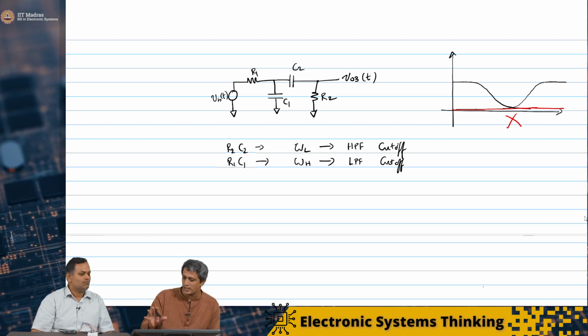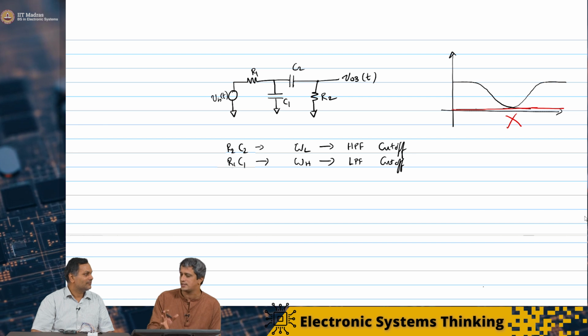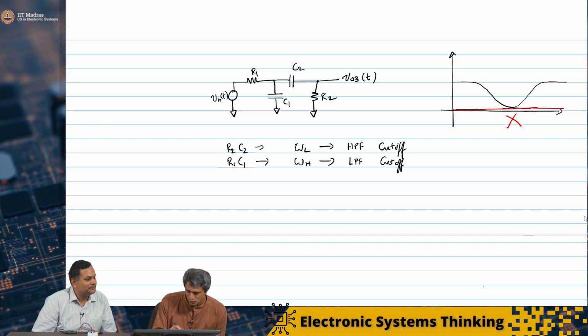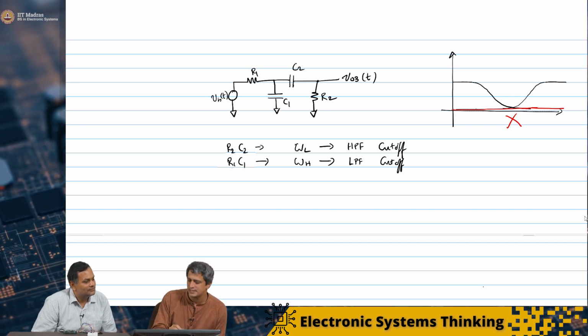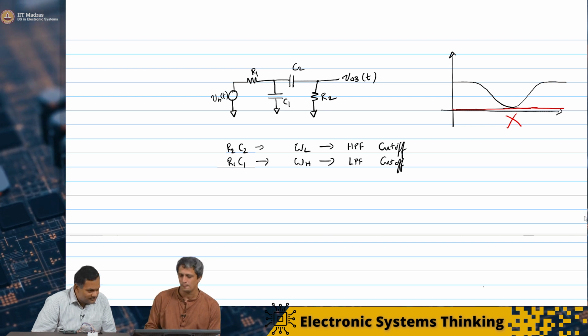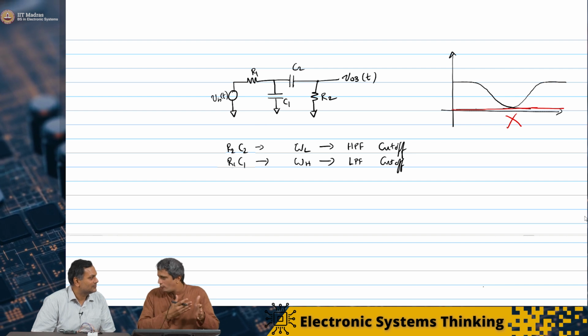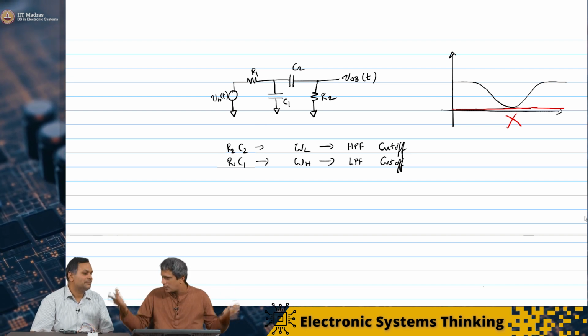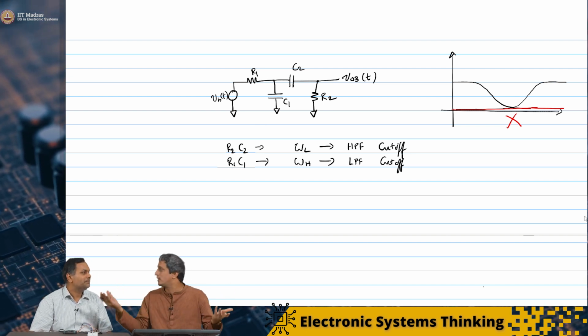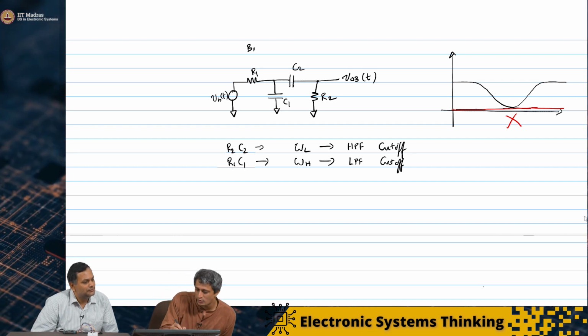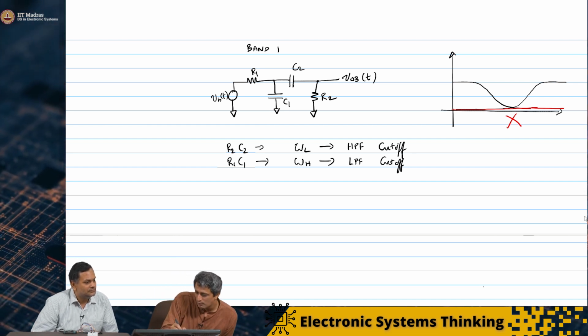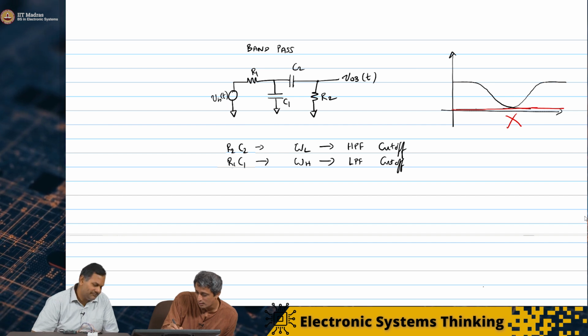So this is useless, and you should be very careful to pick the R's and C's appropriately. If we pick these R's and C's in this manner, then in a certain band you allow frequencies to go through, and you cut the frequencies outside this band. So a good name would be band pass filter.